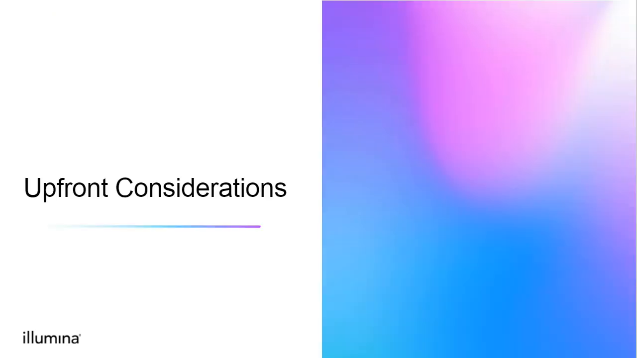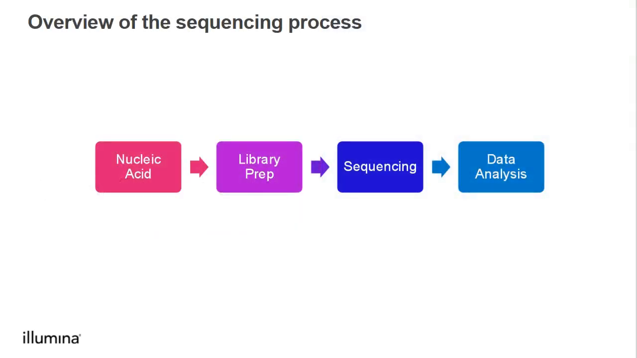Upfront considerations. We will start with our nucleic acid of interest. This can be DNA, RNA, or both. We then need to prepare the nucleic acid into a library. This will make the nucleic acid compatible with sequencing on an Illumina sequencer.